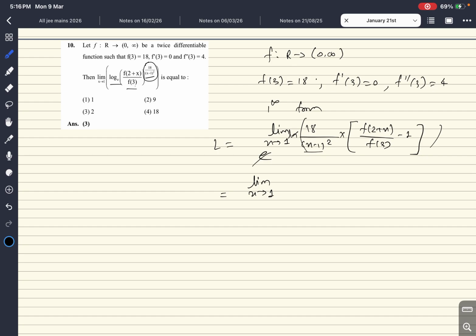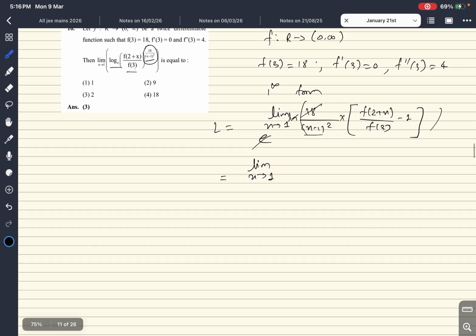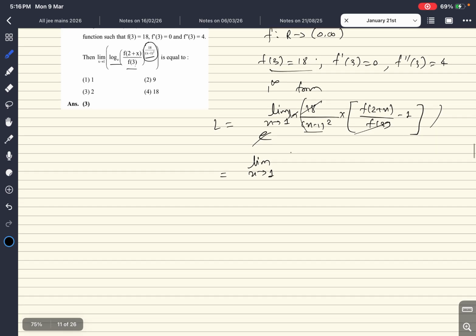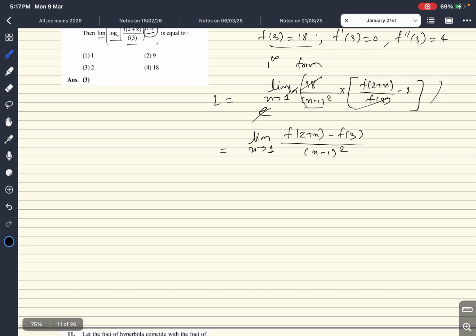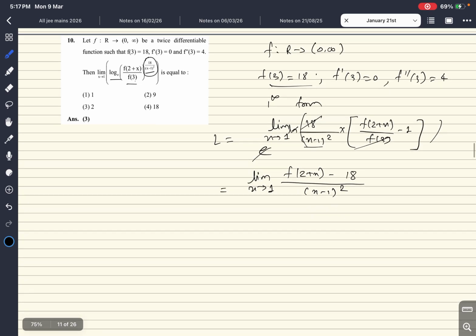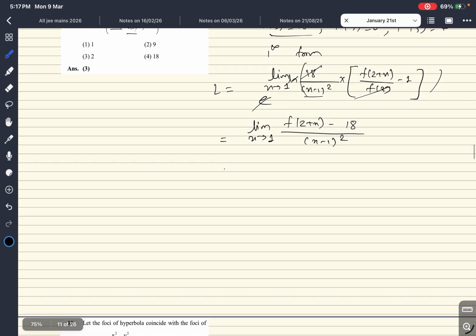Correct. Now you can take the constant outside. What is the constant here? 18, and f of 3 will be cancelled out because f of 3 is nothing but 18. Correct? So what is remaining? I just write one time, f of 2 plus x minus f of 3. Actually you have to multiply here, then you have to divide by (x minus 1) whole square. So what is the value of f of 3? Actually f of 3 is nothing but 18. So it is now in the 0 by 0 form.